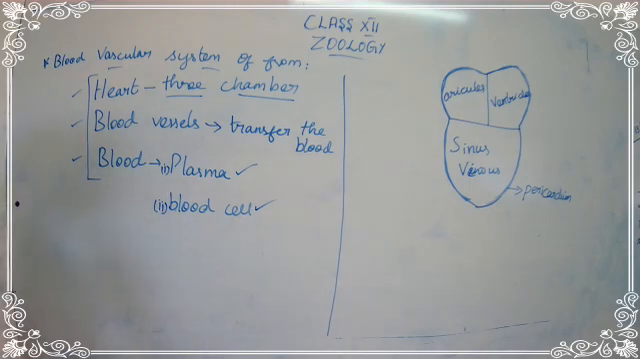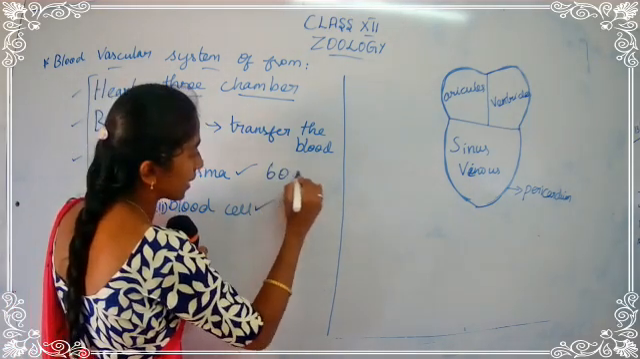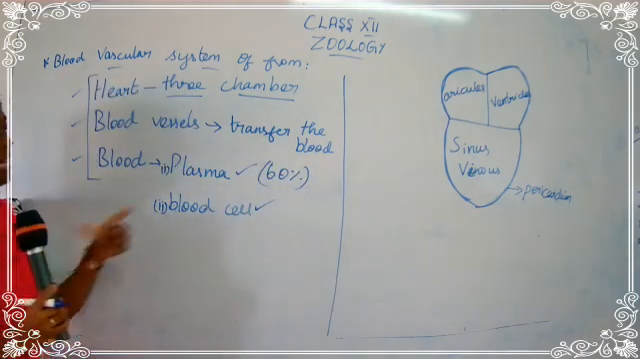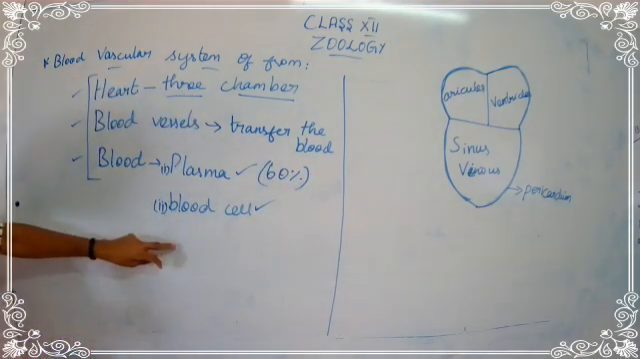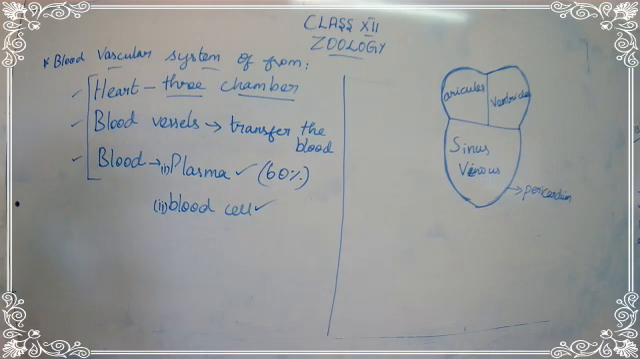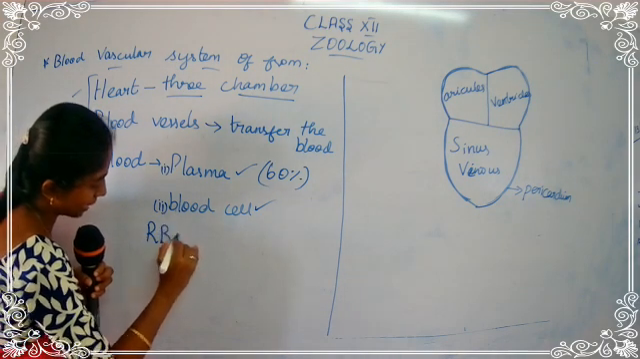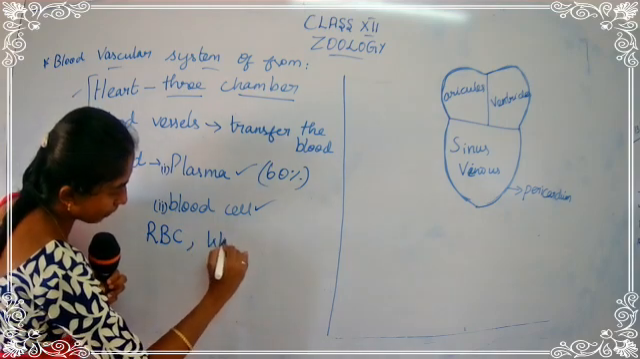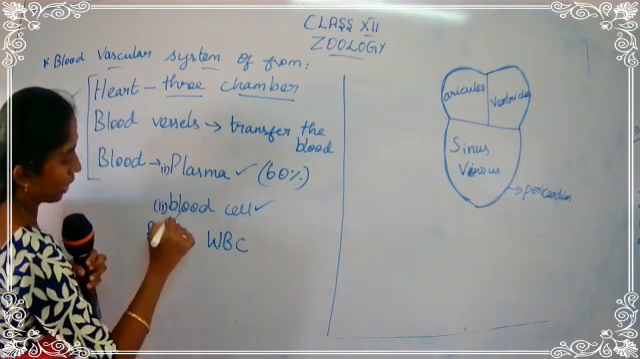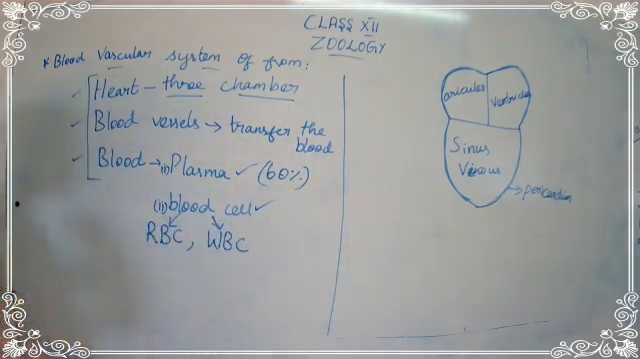So overall the blood plasma occupies 60 percent. Plasma occupies 60 percent, and the blood cells. What are the blood cells? Red blood cells and white blood cells. Okay, red blood cells, white blood cells.